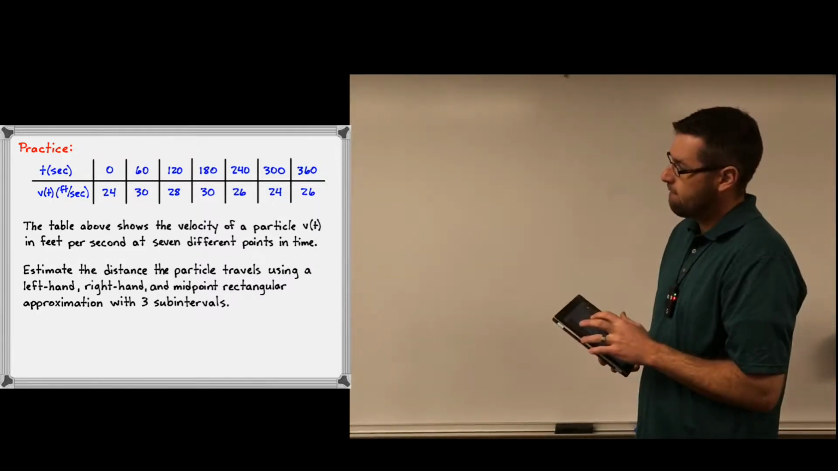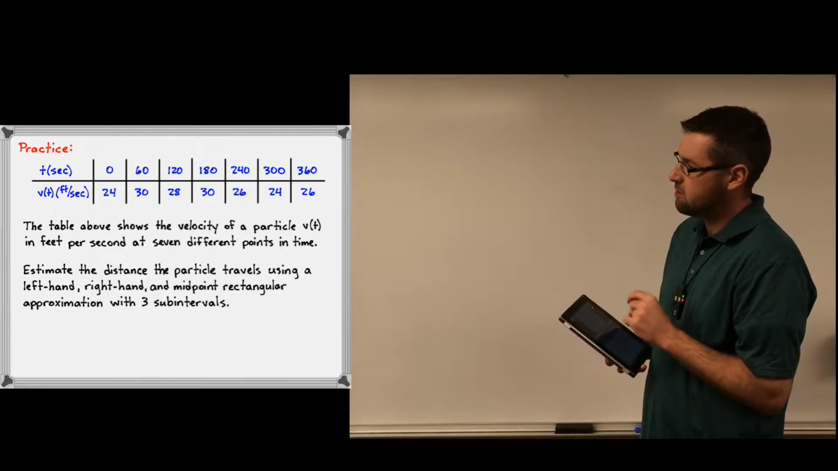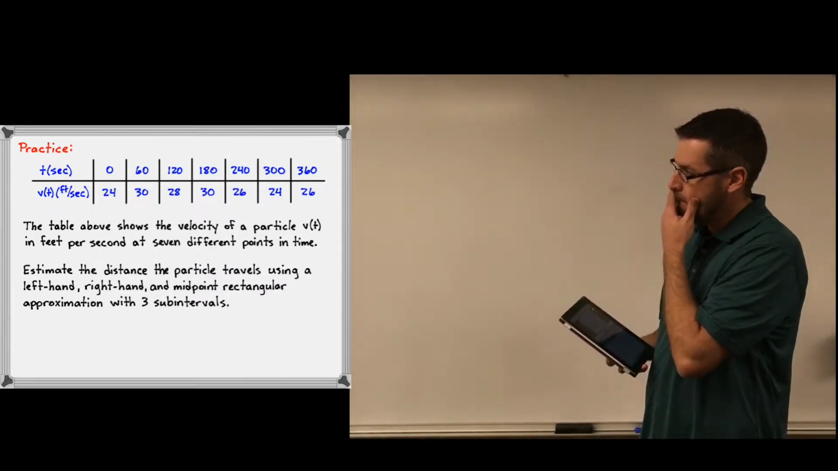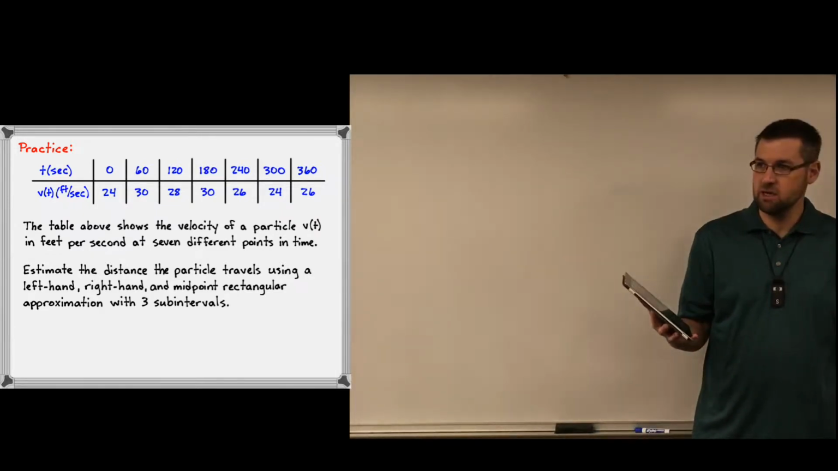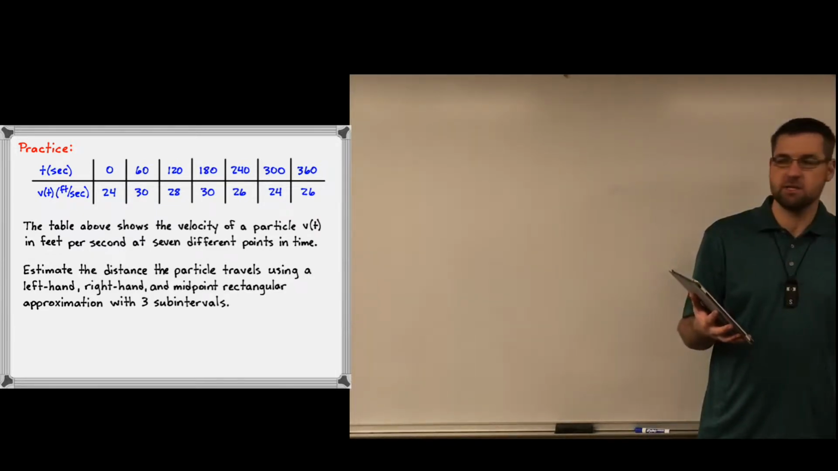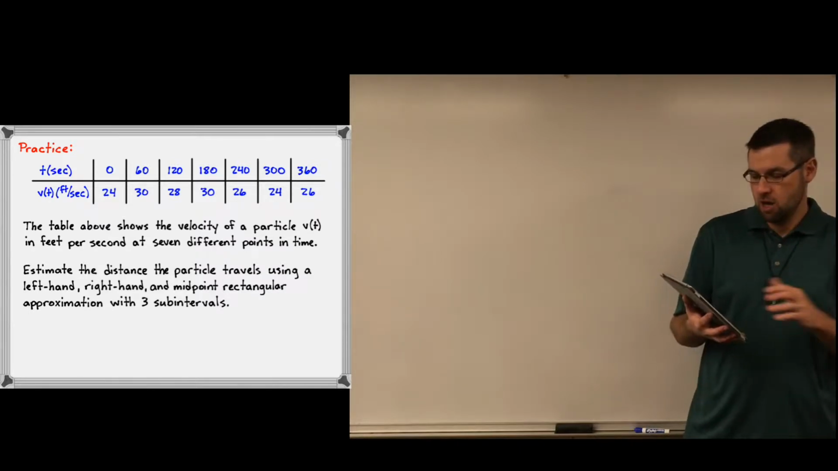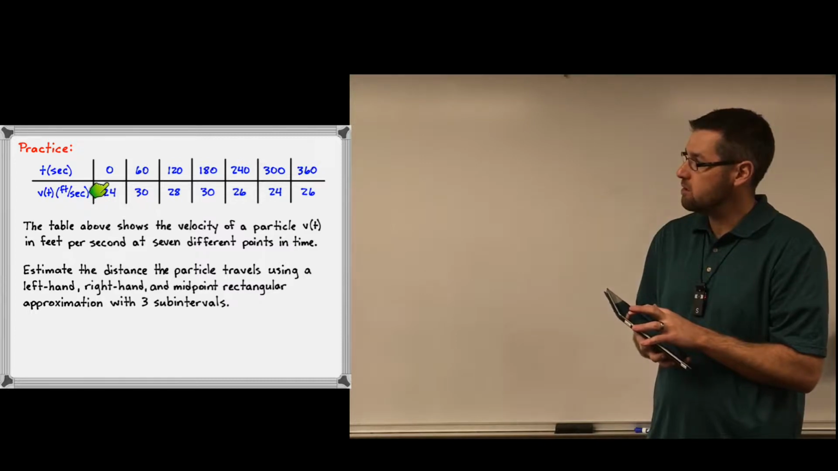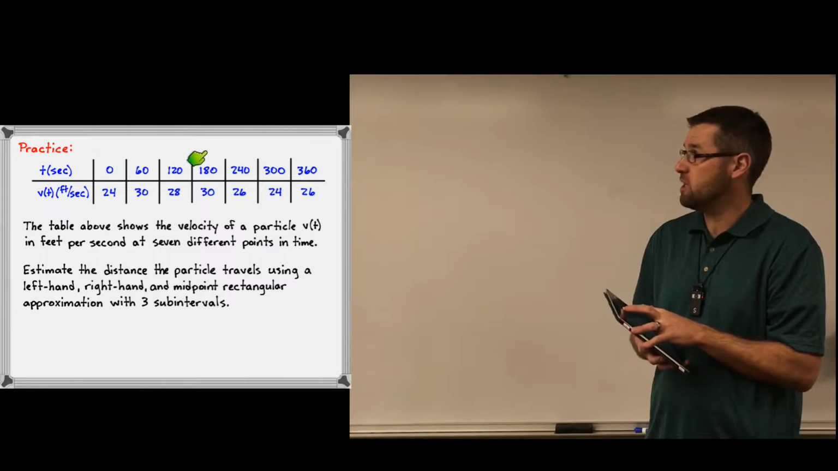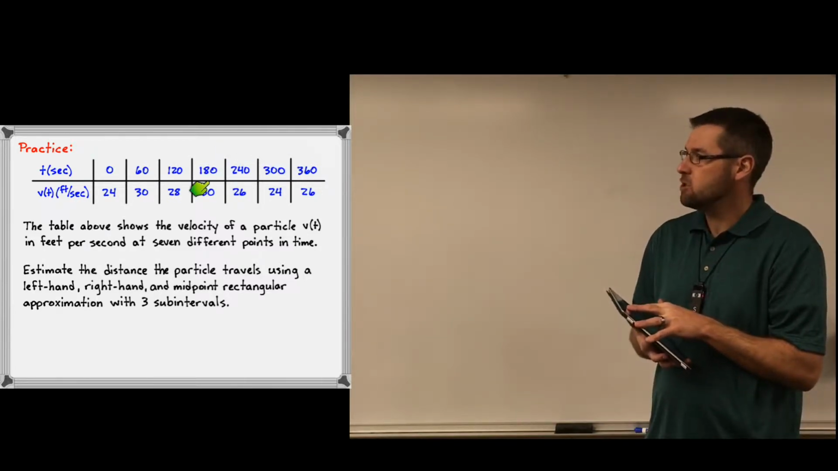Now, if I'm cutting it into 3 subintervals, how wide is the whole distance? 360. So how wide is each subinterval? 120. So our rectangles are actually going to go from what to what? 0 to 120. And 120 to 240. And 240 to 360. So if I'm looking at this rectangle right here from 0 to 120, again, how wide is it?